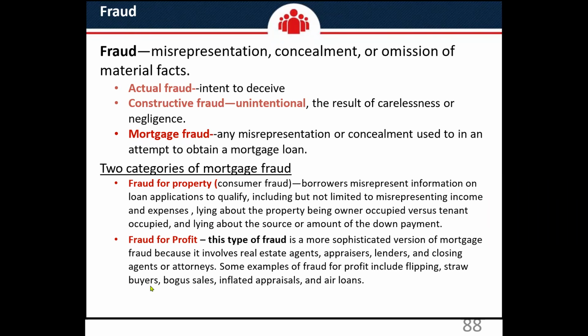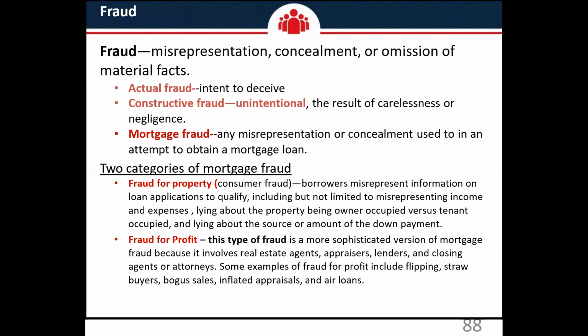I'm going to just resume. I don't know what happened to those slides. I was trying to update some things, but I'm going to start talking about fraud, which is the main concern with the ethics section, and see if I can finish it for you. Fraud deals with misrepresentation, concealment, or omission of a material fact. Actual fraud is the intent to deceive. Constructive fraud is unintentional, the result of carelessness or negligence. We talk about fraud in terms of the mortgage industry that we're in.